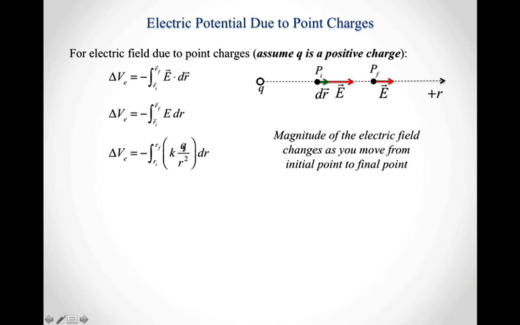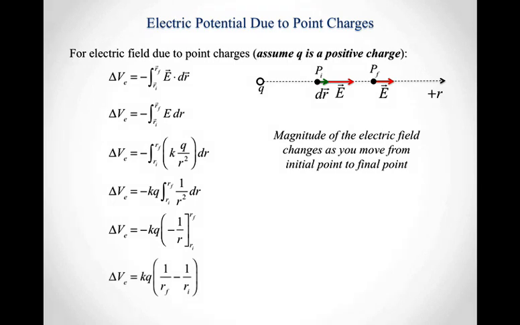And the k and the q, those are constants, so I can pull them out of my integral, and I'm left with negative kq times the integral from some initial position to some final position of 1 over r squared dr. The antiderivative of that is negative 1 over r. The negative from my antiderivative cancels the negative sitting out front. I evaluate my integral from final position to initial position, and I end up with exactly the same equation.